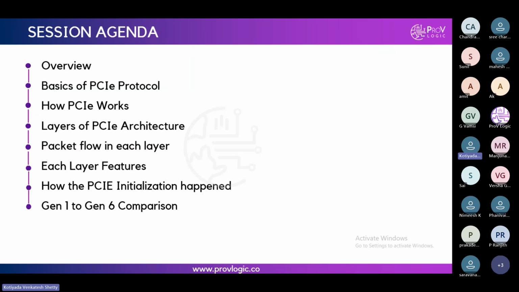They will ask about the packet flow, how PCIe works, and specifically which layer you have worked on. They will compulsorily ask which layer you worked on, either the transaction layer, data link layer, or physical layer. If you worked on the transaction layer, they will ask questions on the transaction layer. This is how the industry looks. If you know PCIe, they will ask questions at this level.